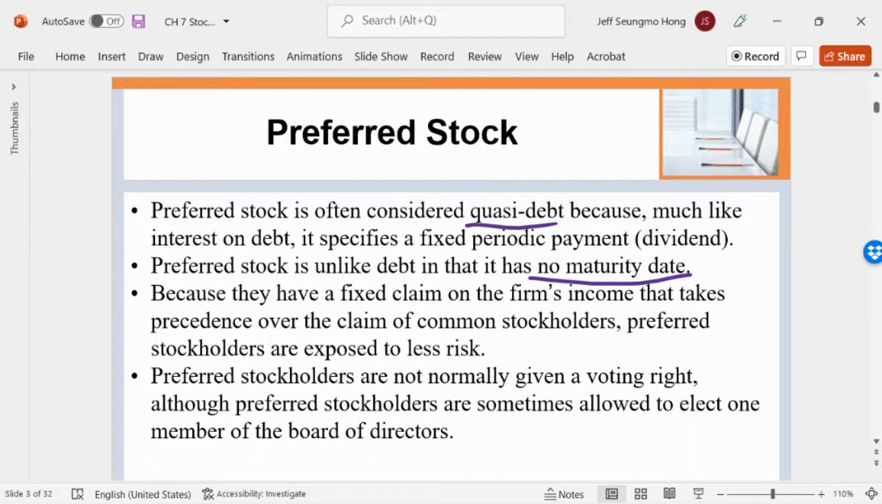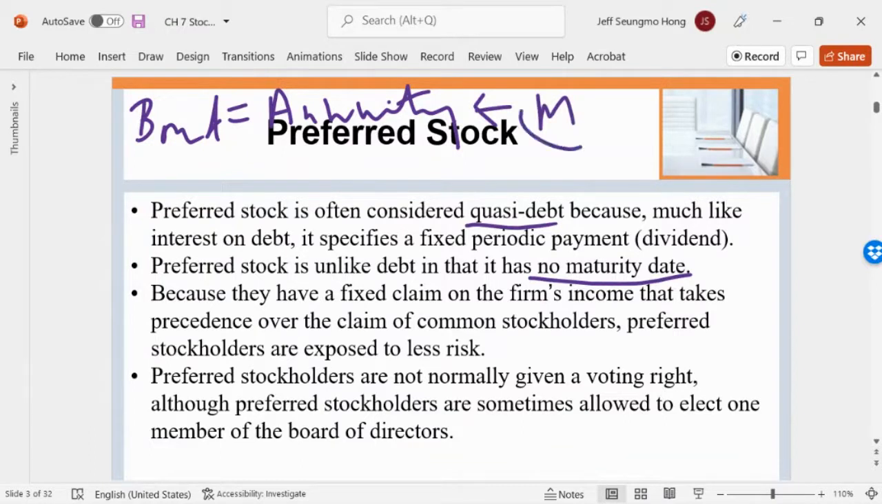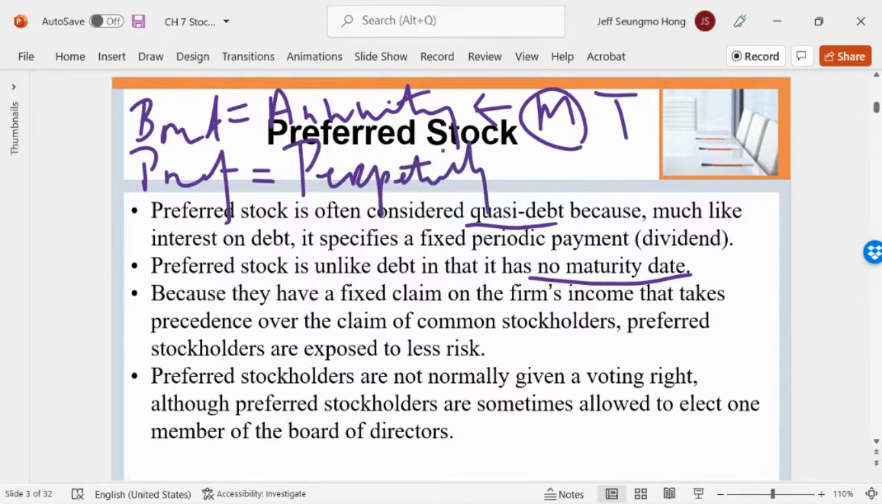Now, debt has maturity, right? A bond is an annuity because it has maturity, uppercase T. However, preferred stock is a perpetuity. Perpetuity means it goes on perpetually, right? It's a perpetual annuity. That means infinity, right?